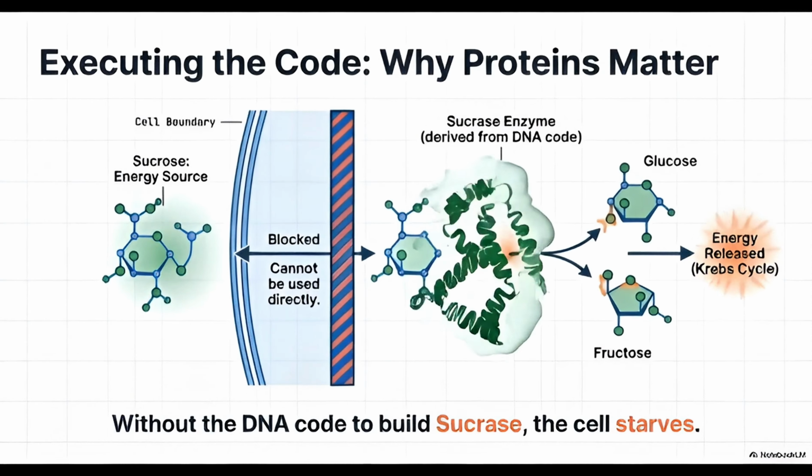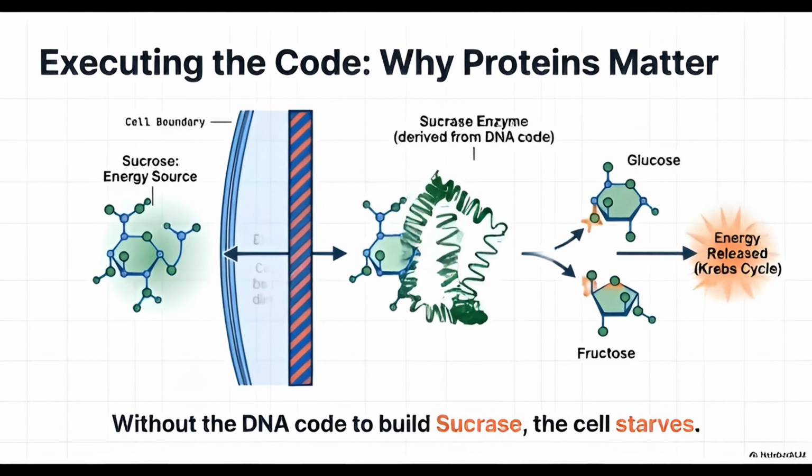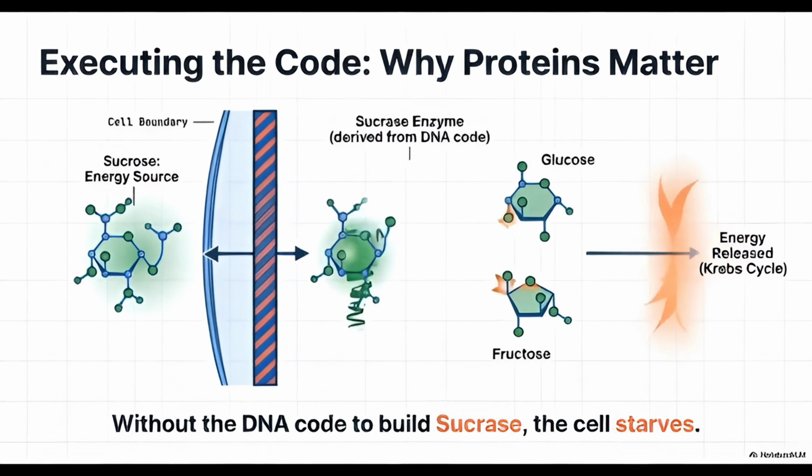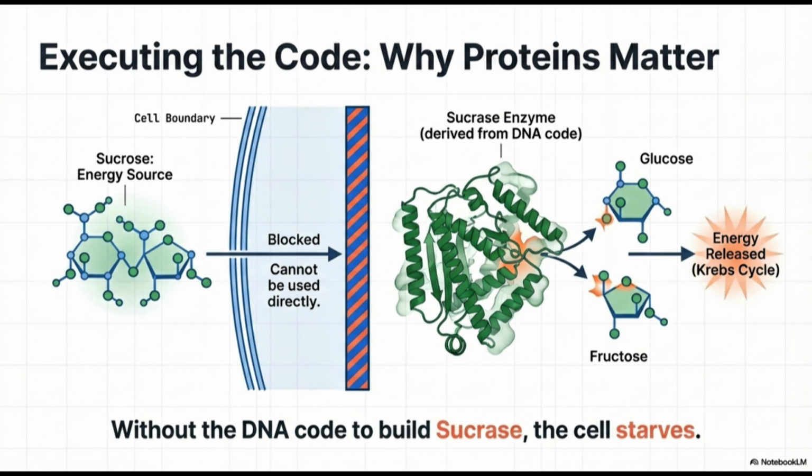For example, sucrose contains energy but cannot be used directly. The body uses an enzyme called sucrase to break sucrose into glucose and fructose. Enzymes are proteins, and proteins are made using instructions from DNA.